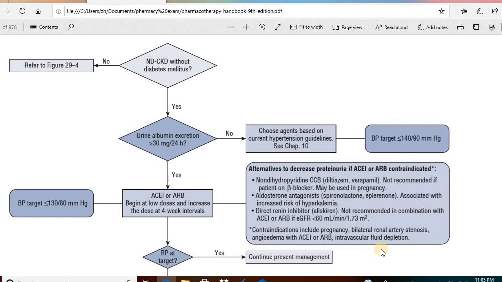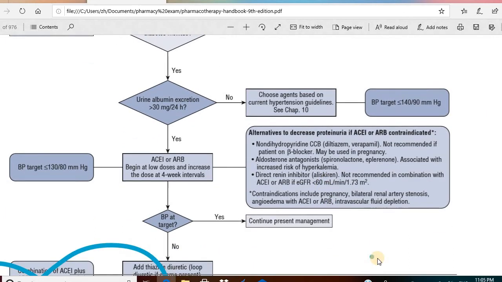So ACE inhibitors and ARBs आप यूज़ नहीं कर सकते. They are contraindicated if the patient is pregnant, or has artery stenosis or angioedema. Then you can go for second line agents.